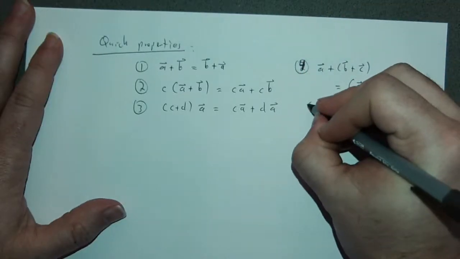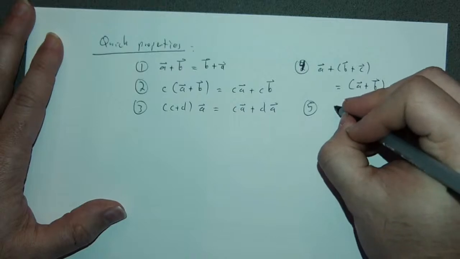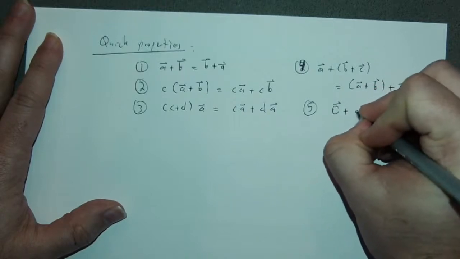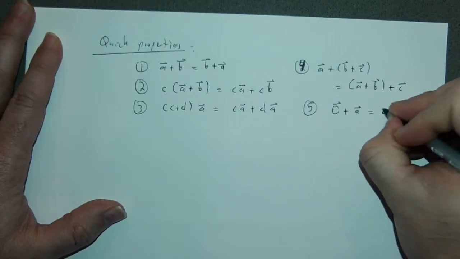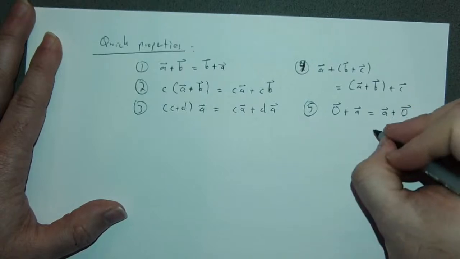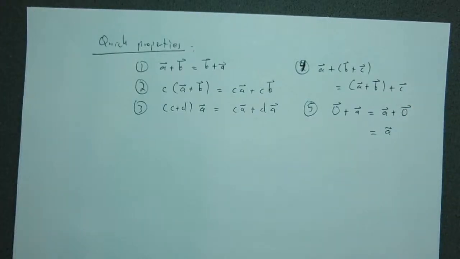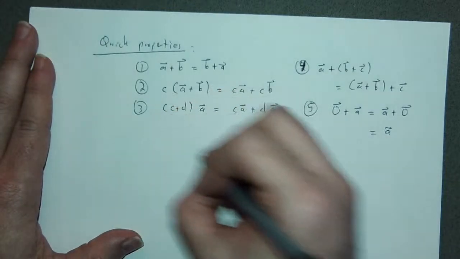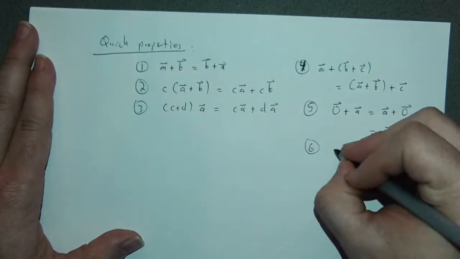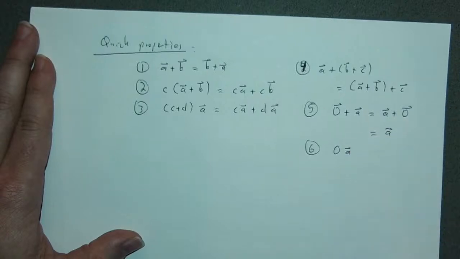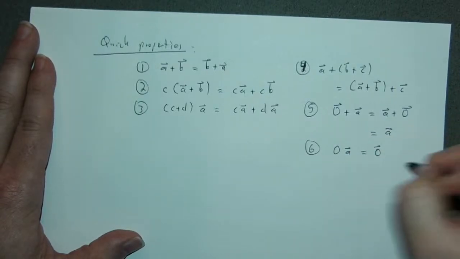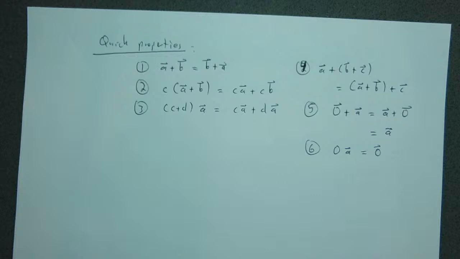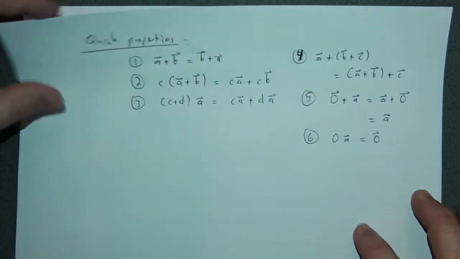Of course, a very important thing that I mentioned last time is that adding the 0 vector to any vector just yields the vector you started with. And then scalar multiplying any vector by 0 yields the 0 vector. Okay, so here are the basic algebraic properties of these operations.